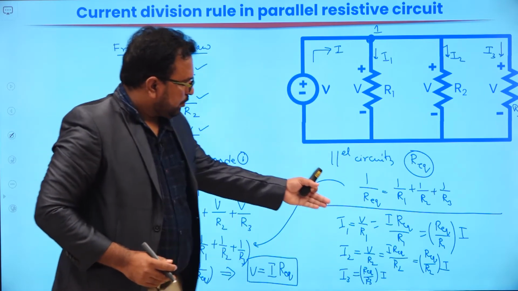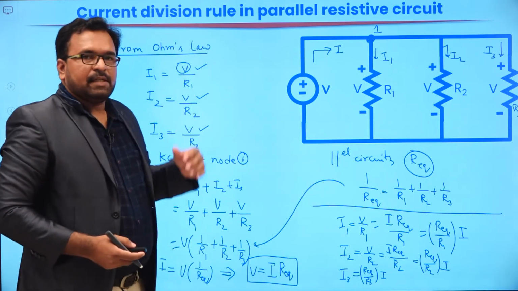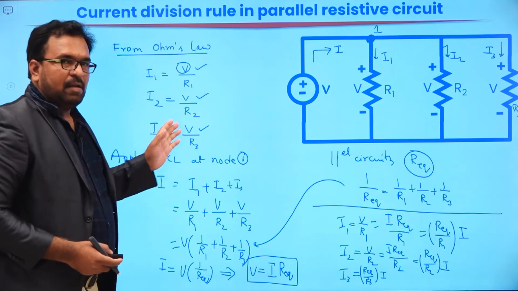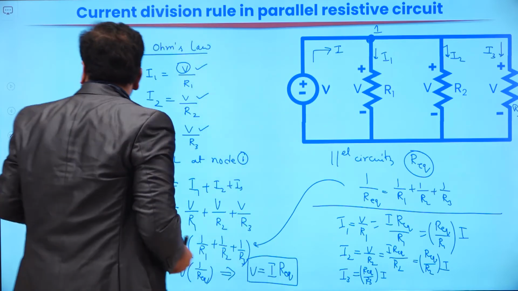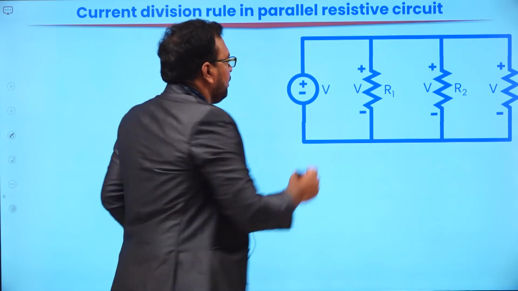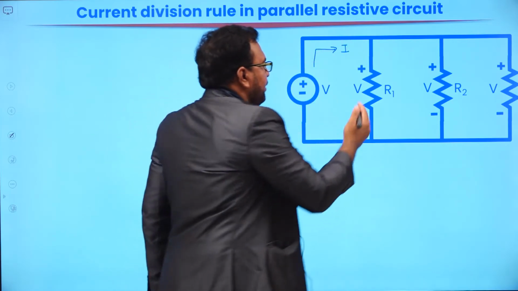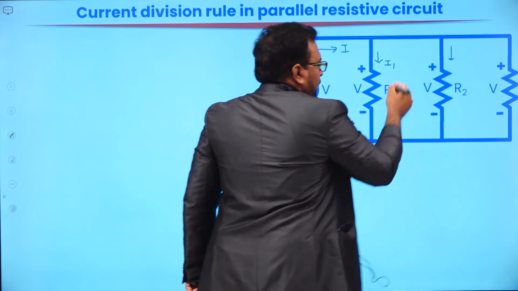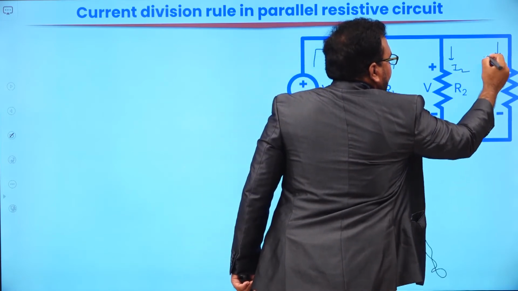Okay. So this is how you derive the current division rule from Ohm's law and KCL. Without applying KCL and Ohm's law, let us try to formulate the current division rule through the circuit itself. So this is the circuit considered. I am going to assume that the total current coming from the source will divide into three currents through the resistors: the current through R1 is I1, through R2 is I2, and through R3 is I3.